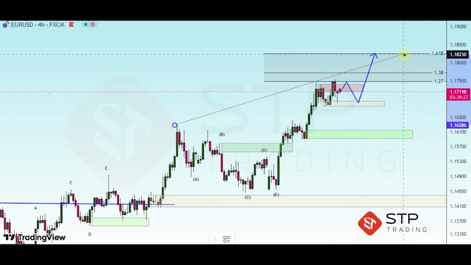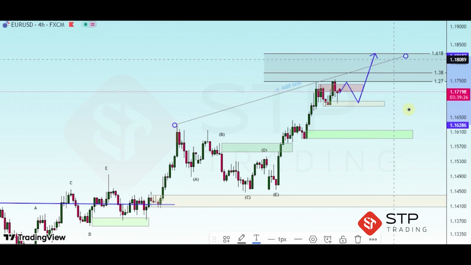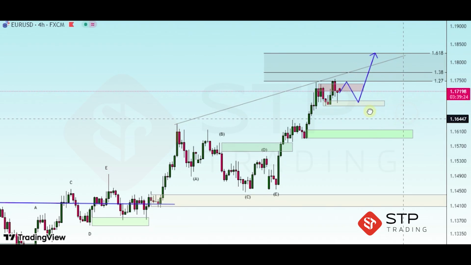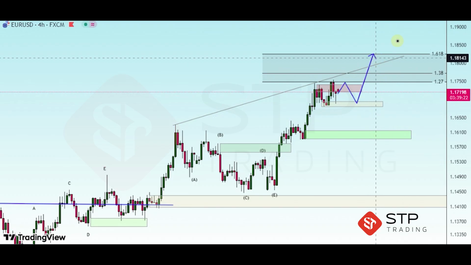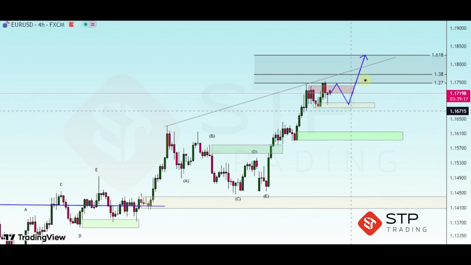In this area, the price reaction to the resistance trend line will be significant. A break and consolidation above this zone would suggest a continuation of the upward trend on the chart.